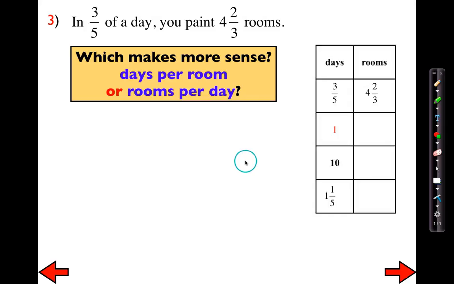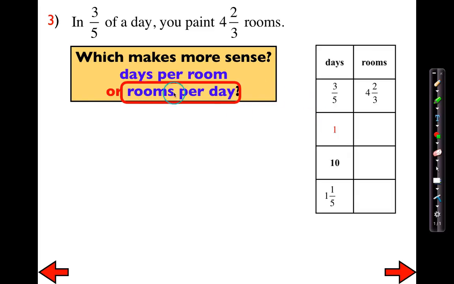So now for number 3, it says, in 3/5 of a day, you paint 4 2/3 rooms. So what makes more sense? Days per room or rooms per day? Okay, I'm going to go with rooms per day. And why? Typically, time goes in the denominator. Now, I'm not going to say this always happens, but you think of it in terms of time, per minute, per hour, in this case, per day.